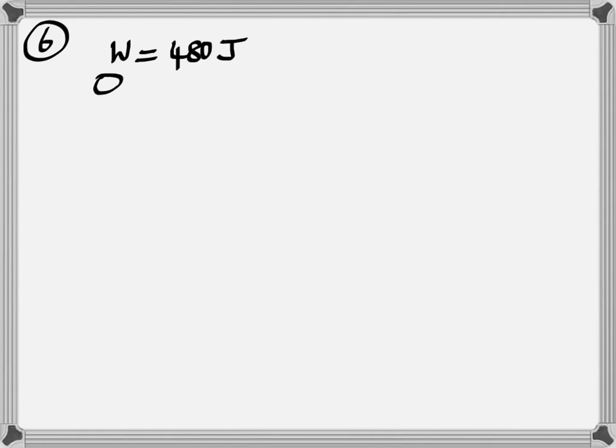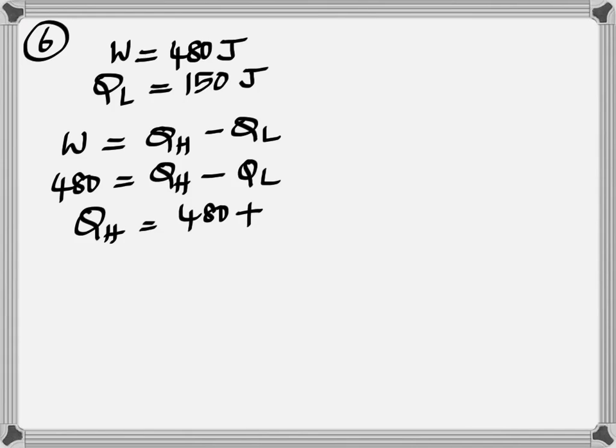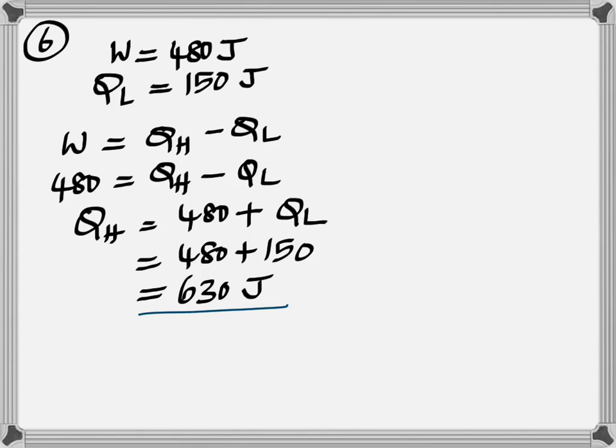Number 6 is just knowing that work is QH minus QL, and the question says how much heat must the coils discharge into the kitchen, which is obviously QH. So (630 joules).